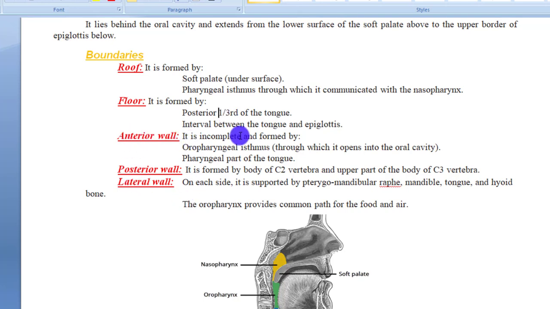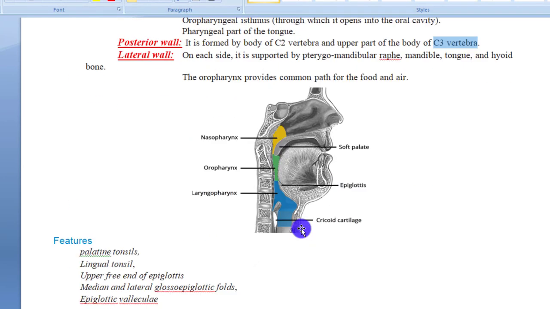The anterior wall of the oropharynx is incomplete and formed by the oropharyngeal isthmus, through which it opens into the oral cavity, and the pharyngeal part of the tongue. Both of them make the anterior wall of the oropharynx. The posterior wall of the oropharynx is formed by the body of C2 vertebra and upper part of C3. The lateral walls on each side are supported by the pterygomandibular raphe, mandible, tongue and the hyoid bone, right? So these structures make the lateral walls.